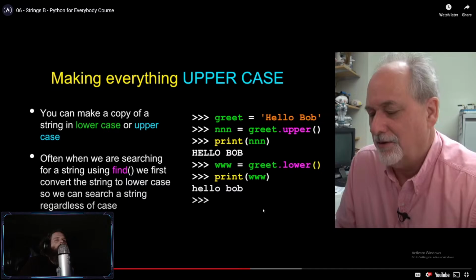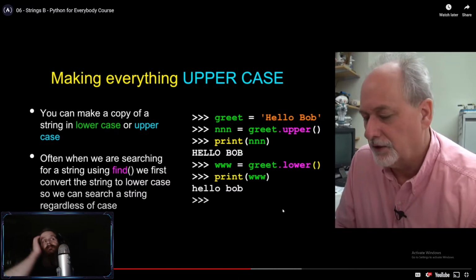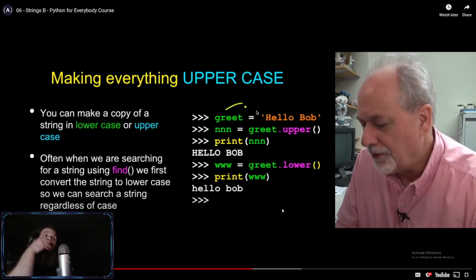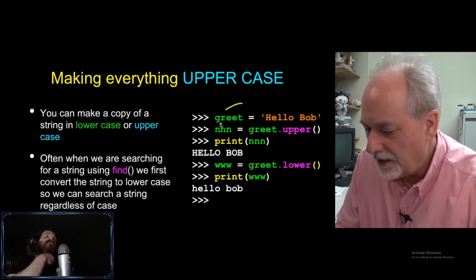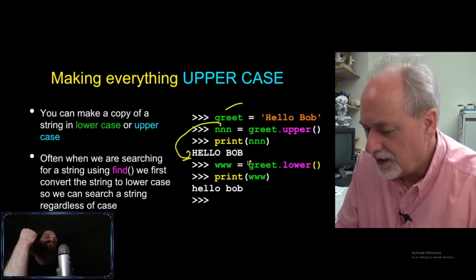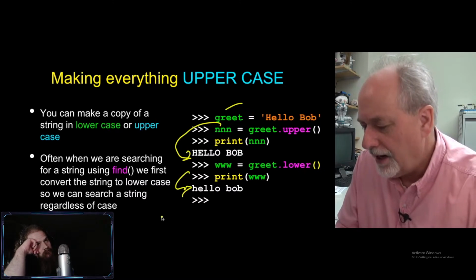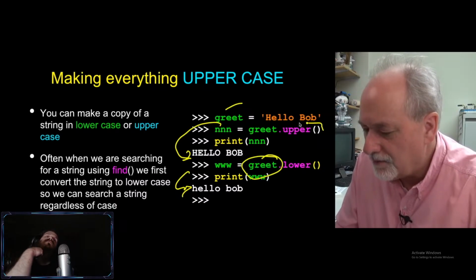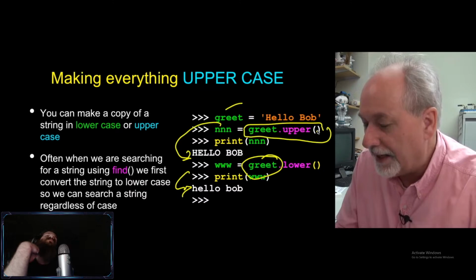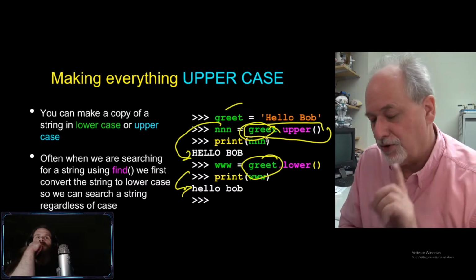Using hello Bob, NNN equals greet.upper. Do you have to make it all upper? No, you don't need to. Print NNN, hello Bob. www equals greet.lower. Print, hello Bob. There is an upper method and a lower method. So greet.upper means the uppercase NNN is hello Bob. Greet.lower means that www is the lowercase hello Bob, and greet is unchanged. Greet is still hello Bob with upper and lower, because each of these methods basically says, I'm going to give you back an uppercase copy or a lowercase copy of the original thing without changing the original thing.